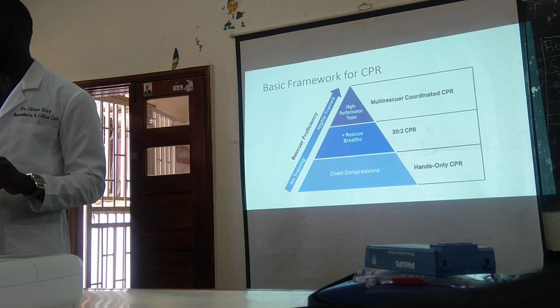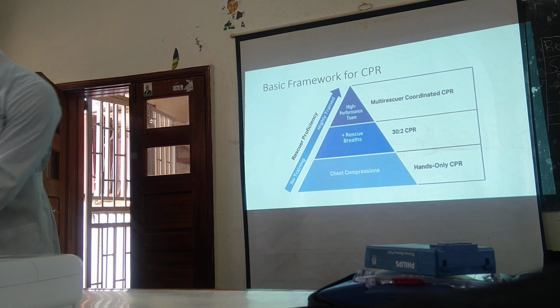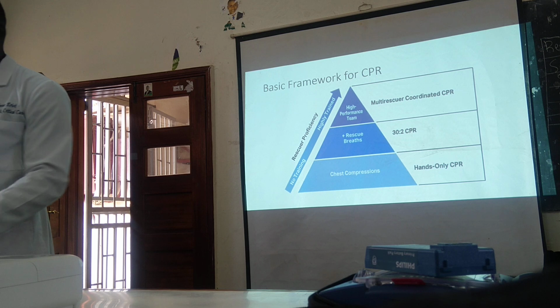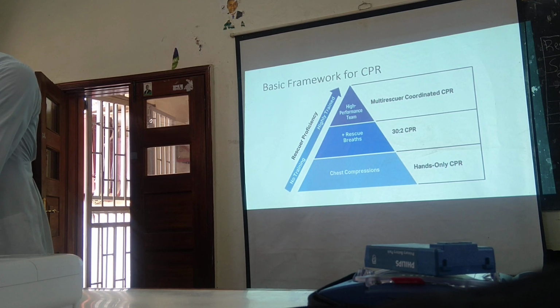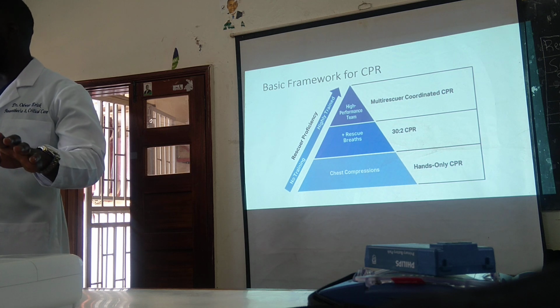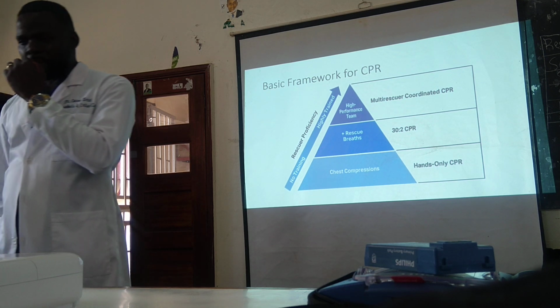1, 2, then you go back. 1, 2, 3, up to 30. 1, 2. 1, 2, 3, up to 30. Like that, okay? That is how you do it.